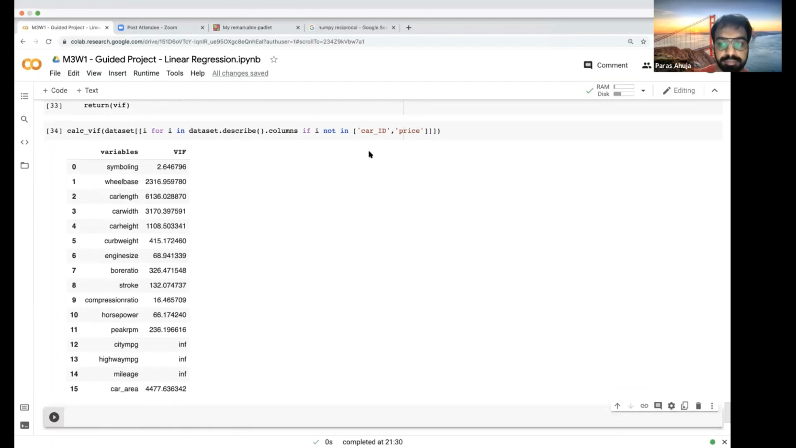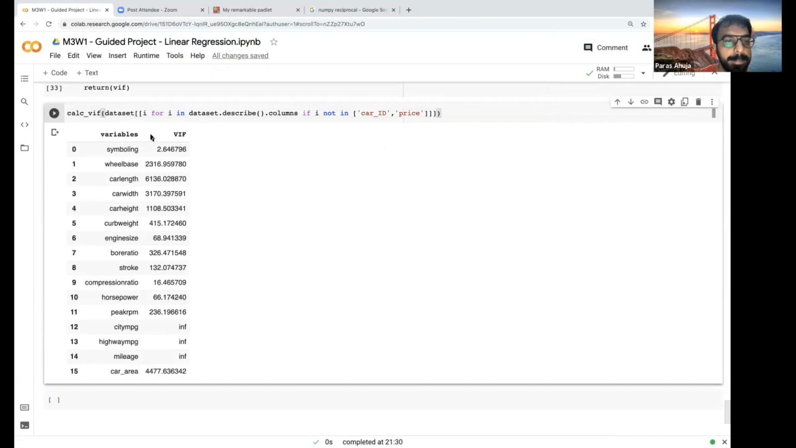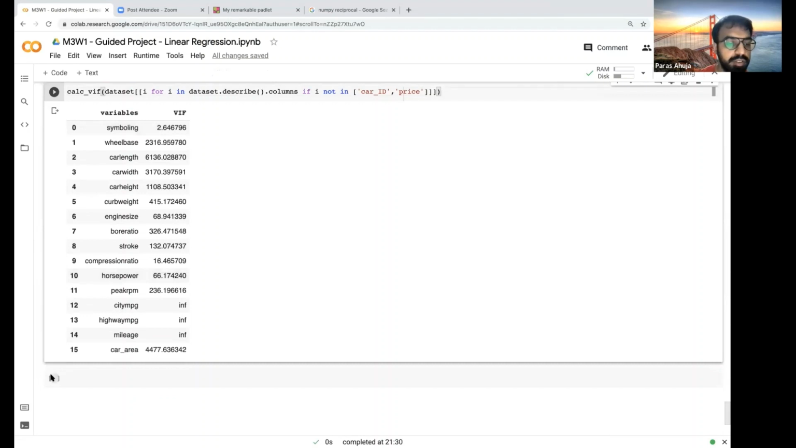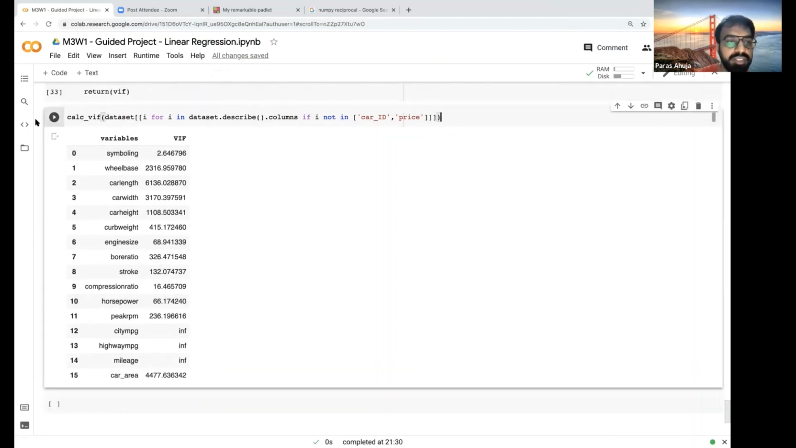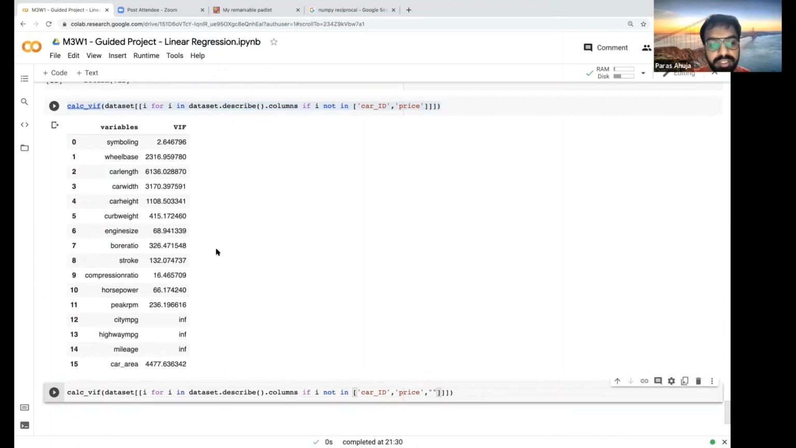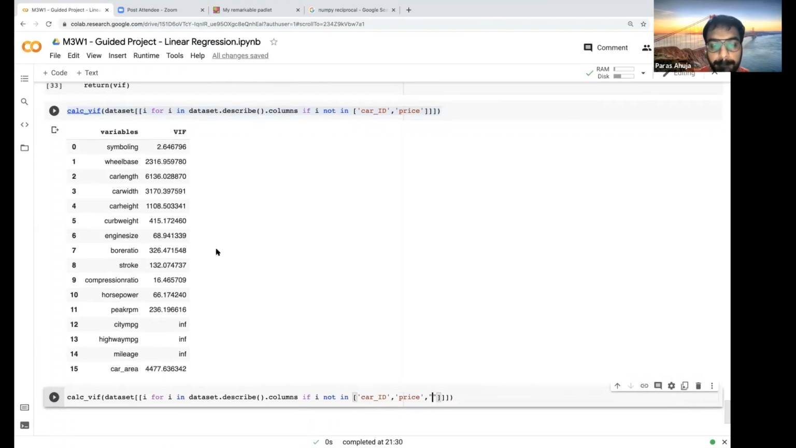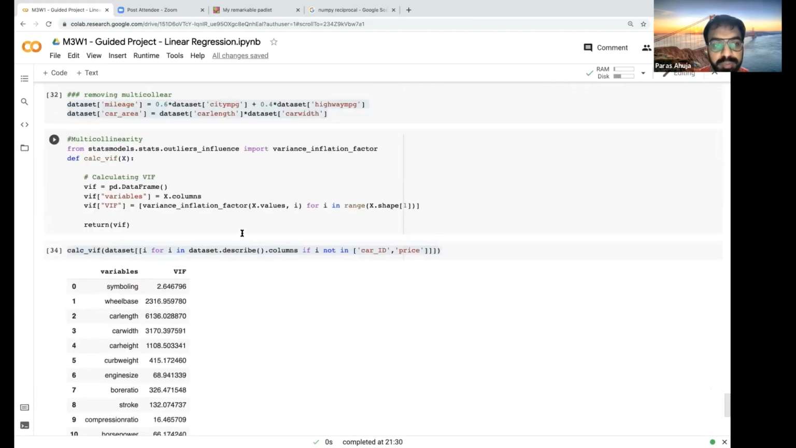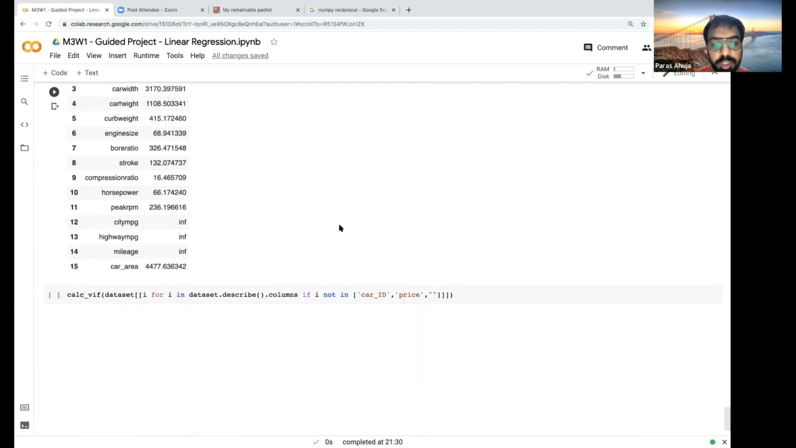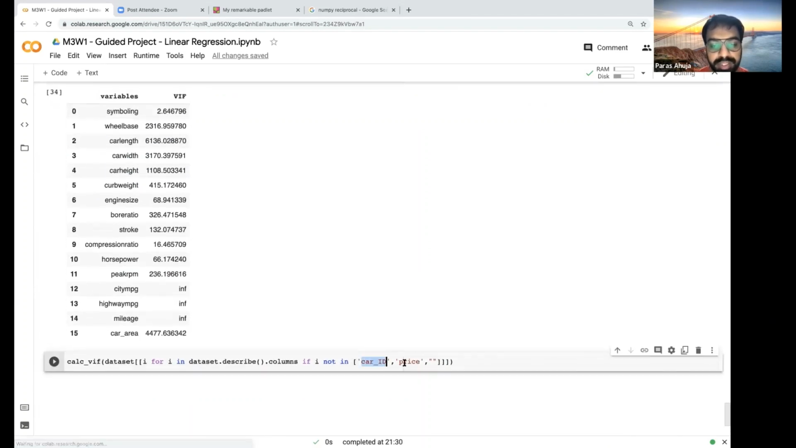Now, the first thing I'll do is I'll remove what I should remove from my analysis. Guys, what should I remove based upon these two rows, these two lines? What shall I remove from this analysis apart from car ID and price?